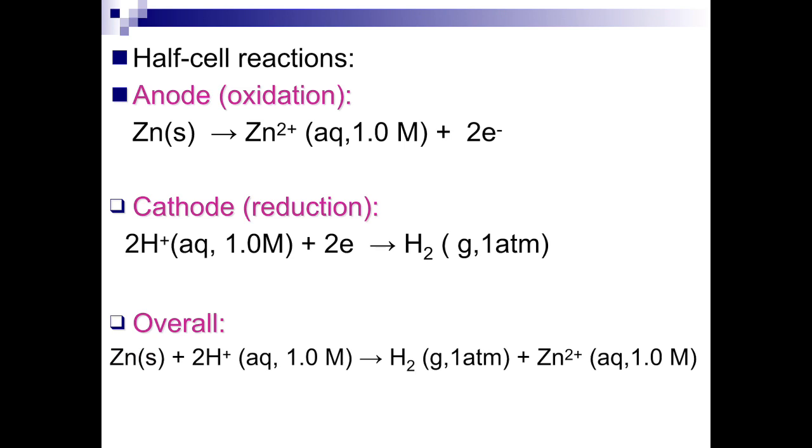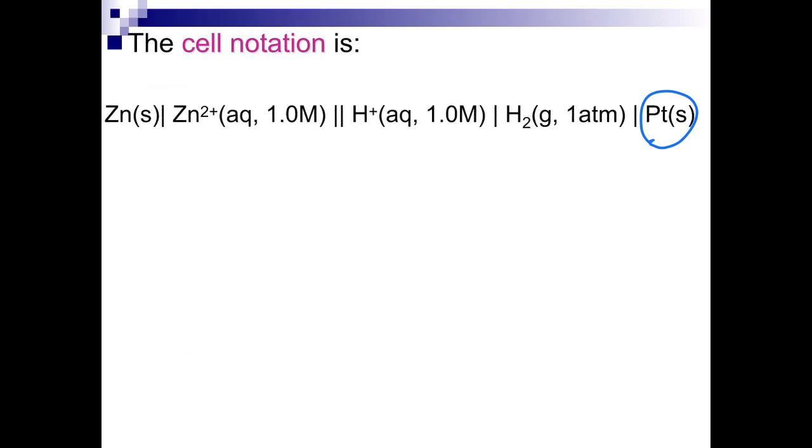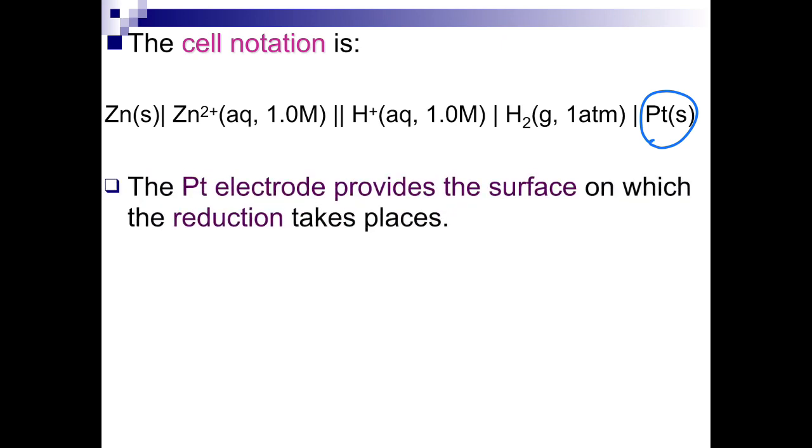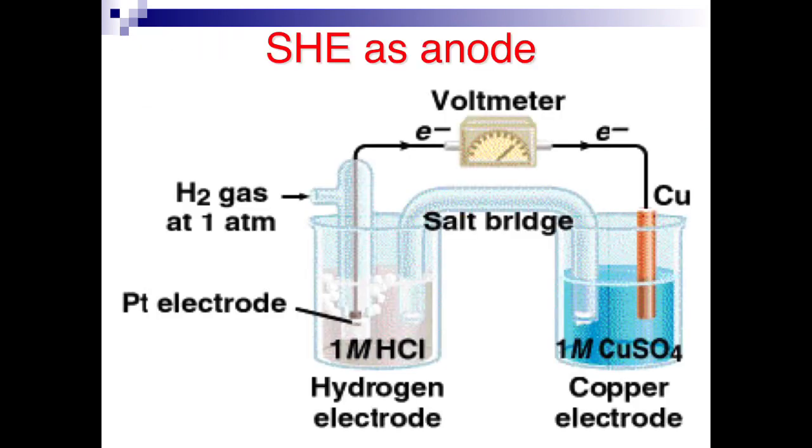And the cell notation can be written as follows. Please note that at the cathode, we add another single line and we write platinum, because in this case we cannot use hydrogen as an electrode as it is a gas. So, we use an inert electrode such as Pt to provide a surface for H+ to reduce into hydrogen gas. Now, let's look at an experiment where SHE becomes an anode.